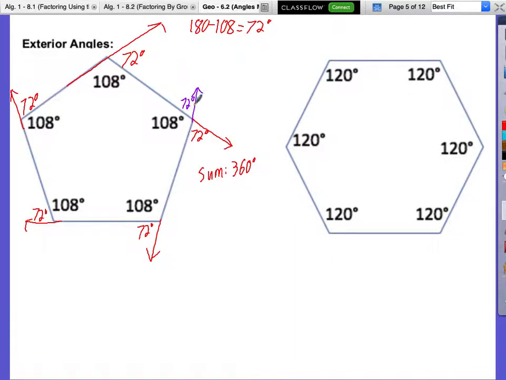But the important thing is we only want to do one for each angle. If I had done the purple this way, I wouldn't have wanted to do the red on this angle. We only want to do one exterior angle for every interior angle. They're all going clockwise, or they would all go the opposite way.